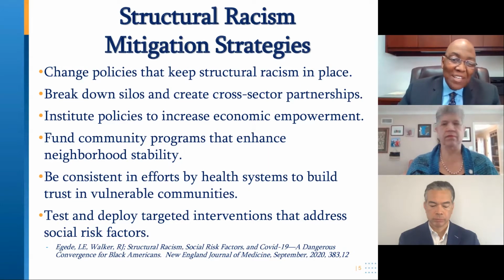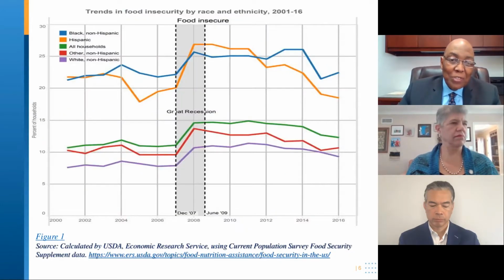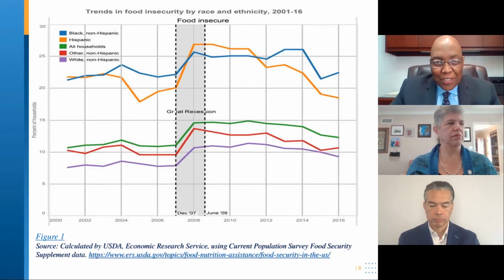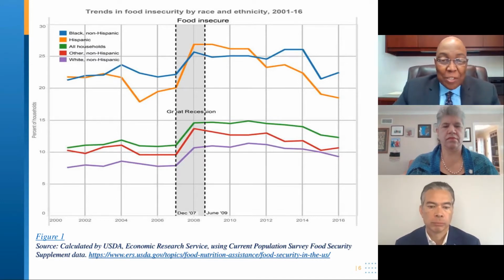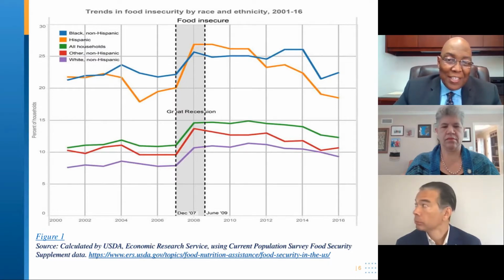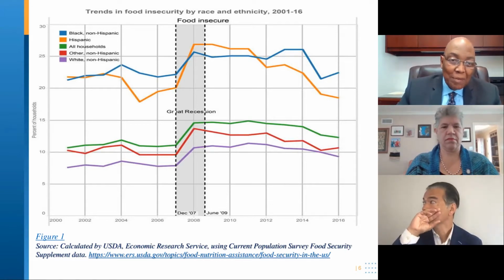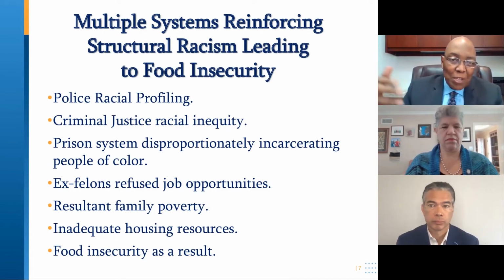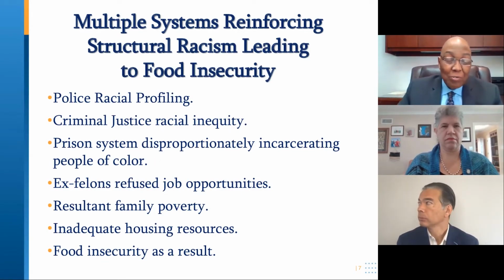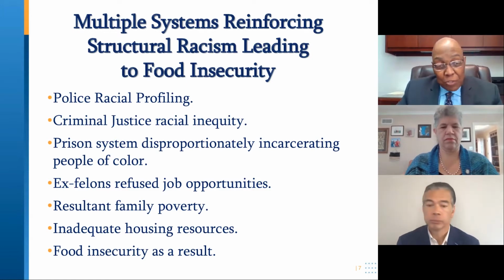And so those are some of the mitigation strategies we can throw out there for you to think about. But I want to give an example. If you look at this chart, the two lines at the top represent Black and Hispanic food insecurity as compared to other populations. And you have to ask yourself, okay, why are these populations more prone to food insecurity than other populations? And I believe there are multiple systems that reinforce structural racism that lead to this one outcome of food insecurity.